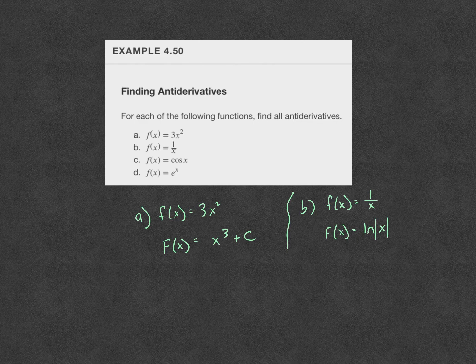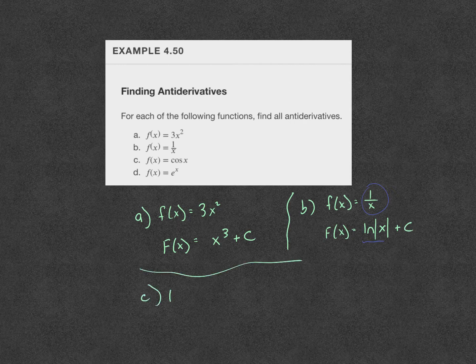But the reason why is when I have a function 1 over x, that can be positive or negative. I can take 1 divided by a positive or a negative number. But for natural log, we can only take the natural log of positive numbers. So we have to put the absolute value on there just in case the original function has some negatives in it. Right? But then we add in our plus c.